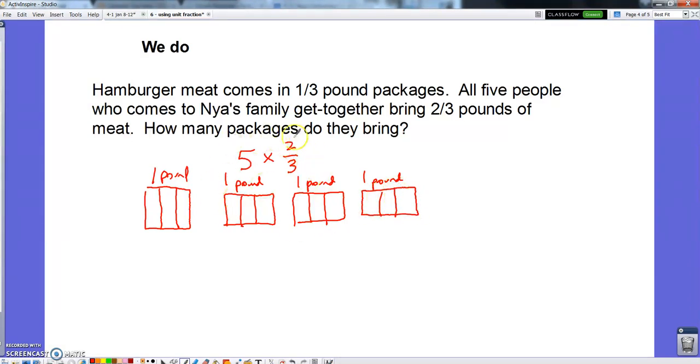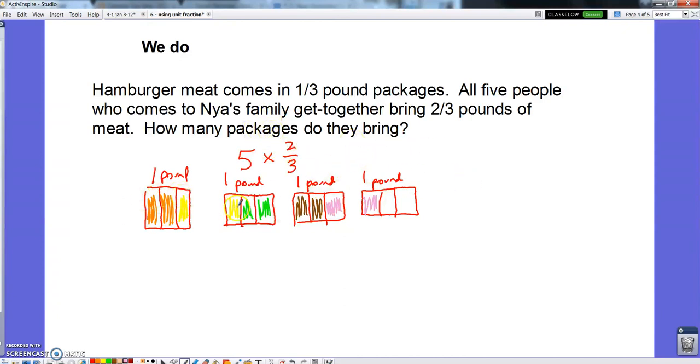And then I'm going to start shading this in a way that shows this question. So I'm going to show 2/3 one time, 2/3 2 times, 2/3 3 times, 2/3 4 times, and 2/3 5 times. So that's a visual model for the same problem we always did, 5 times 2/3.